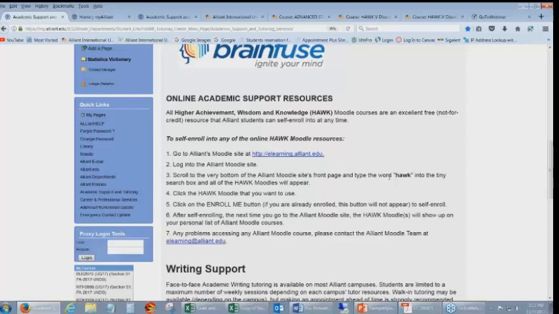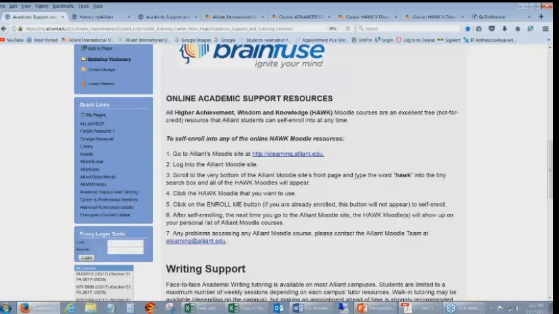So how to do it is, send a student to their Moodle page and scroll down to the very bottom. There's a tiny search box down there. If they type in the word HAWK, then every HAWK Moodle will show up. And once they click in there, it will automatically show up every time they go to their Moodle site the next time. Okay.